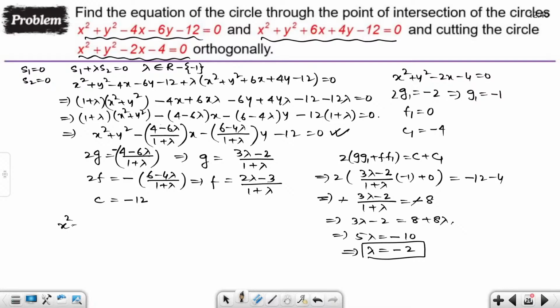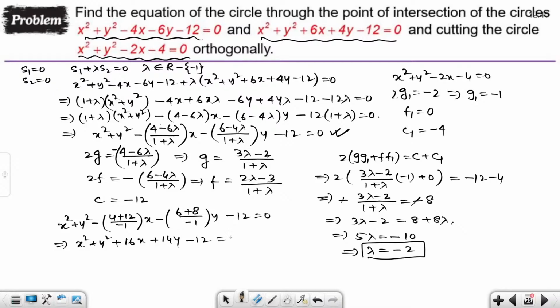It will be x square plus y square. In place of lambda, I am putting minus 2. So we are having 4 plus 12 divided by minus 1 x minus 6 plus 8 divided by minus 1 y minus 12 equals to 0. So it is coming like x square plus y square plus 16x plus 14y minus 12 equals to 0. That's it. That's your answer.